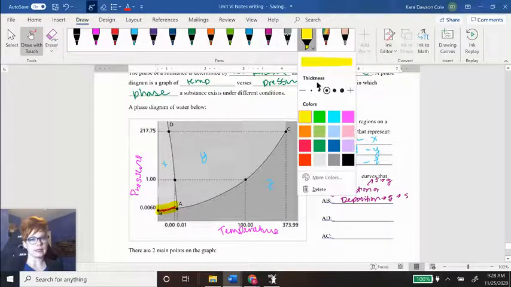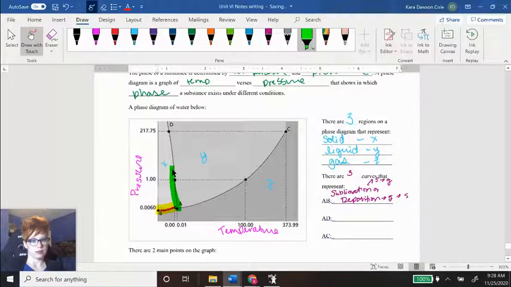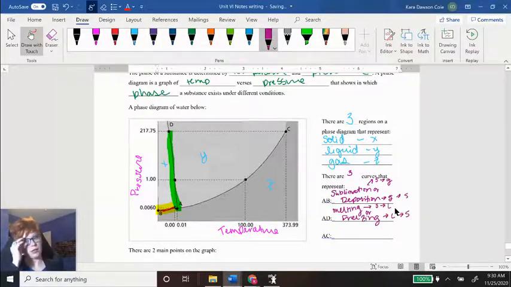Line AD, so from here to here, you're going from a solid to a liquid or a liquid to a solid. So this is going to be your melting, freezing line. So again, AD is melting, freezing. So we're going from a solid to a liquid or from a liquid to a solid.